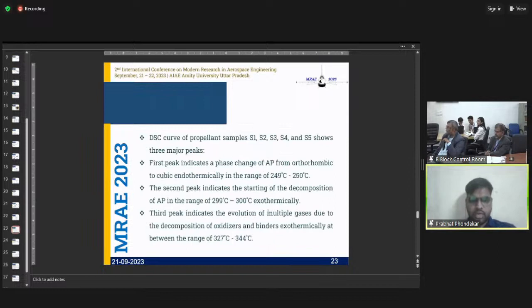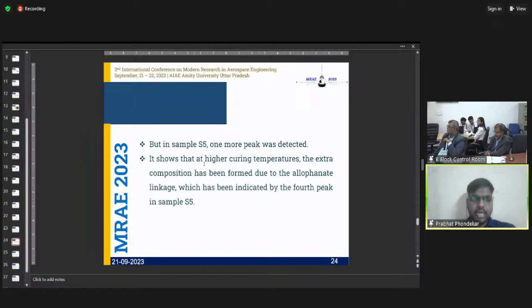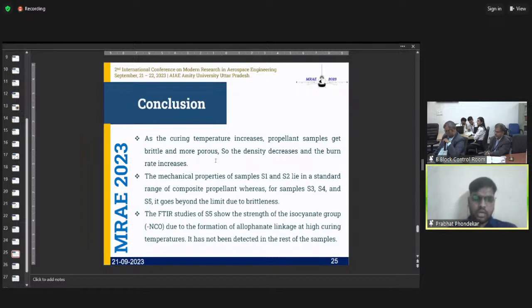Now coming to the results. The first peak, the second peak, and the third peak we have already seen, and the last peak is because of the allophanate linkage that we have seen in sample number five. Now coming to the conclusion. From the burn rate testing, the burn rate is going to increase, but at the same time the propellant becomes more brittle, so the packing density is decreasing. For the mechanical properties, only sample one and sample two lie within the range; all the rest of the samples lie beyond the range.